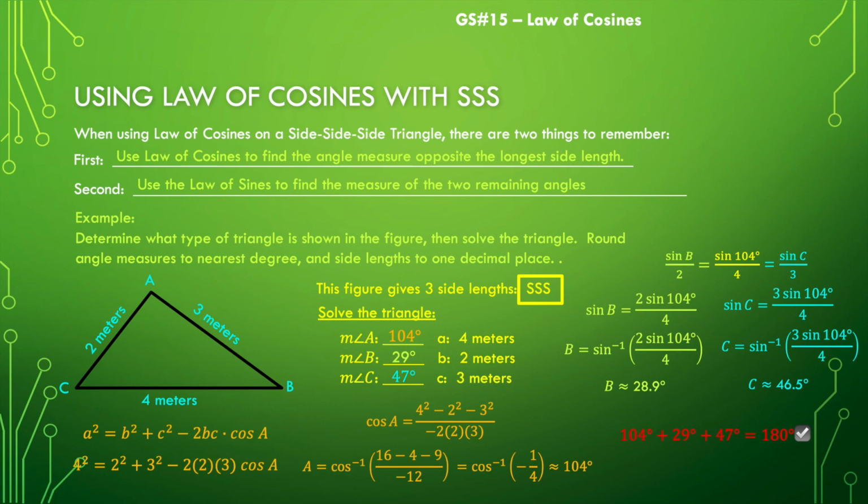So that rounds up this video. In the next video we will talk a little bit about Heron's formula to find the area of an oblique triangle when all we know are the side lengths. Stay tuned and I'll see you there.